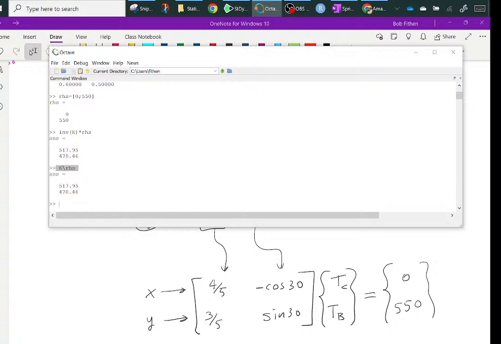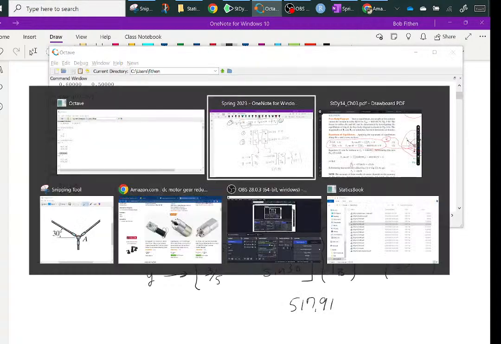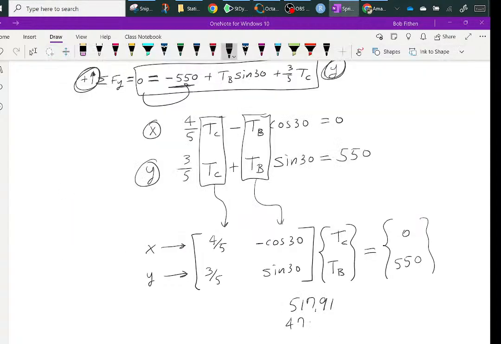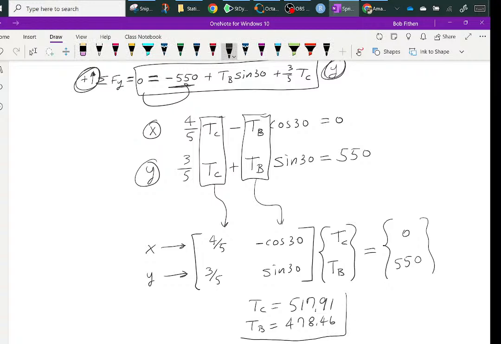So what it gets, 517.91, and then I get 478.846. So you line these up, and that's going to be your answer. So that first one, whatever you put here is going to be coming out first. Whatever you put here is going to be coming out second. So those are the sequences. And so those are the two answers you get.